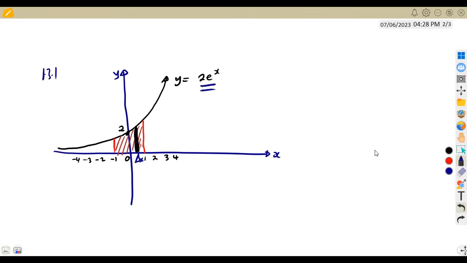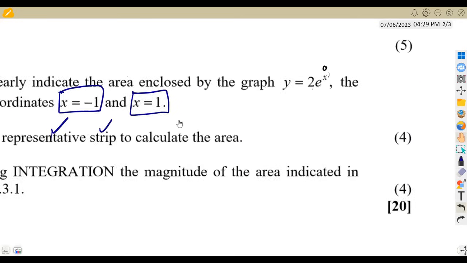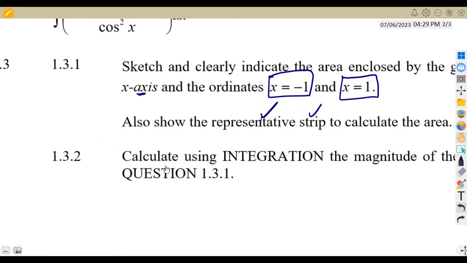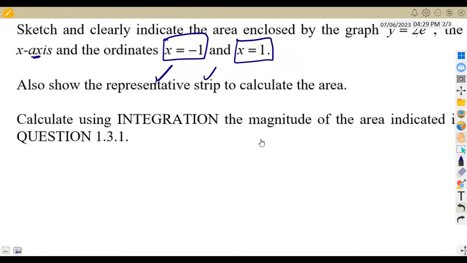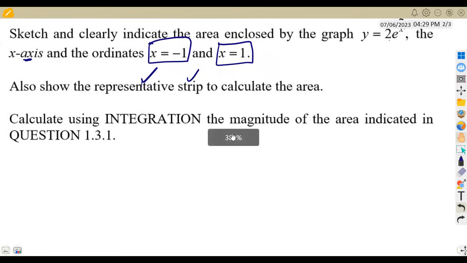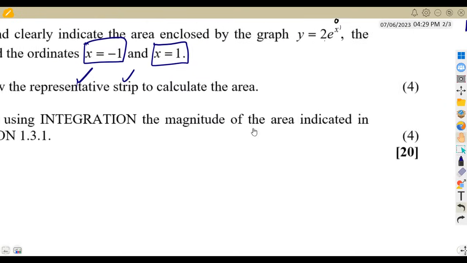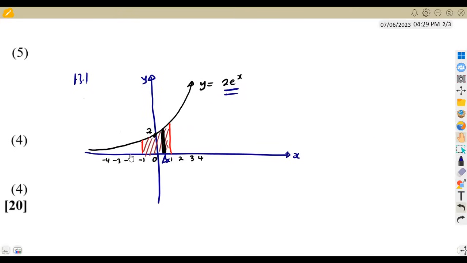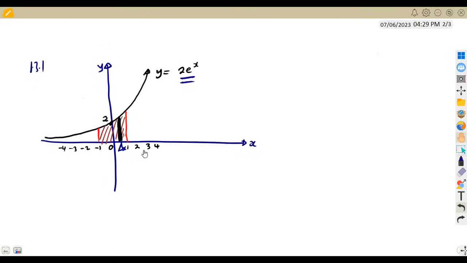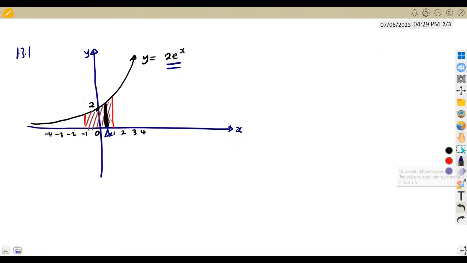You need to know each and every graph, how to sketch it. So that was the first part of our question. Then the second part of our question, which is 1.32, was to calculate using integration the magnitude of the area indicated in question 1.31. This is the graph that we drew from that part. From this graph, we must now calculate the magnitude of the area. So how are we going to calculate our area? Remember, I said area is simply the integral that you're going to have with respect to x.